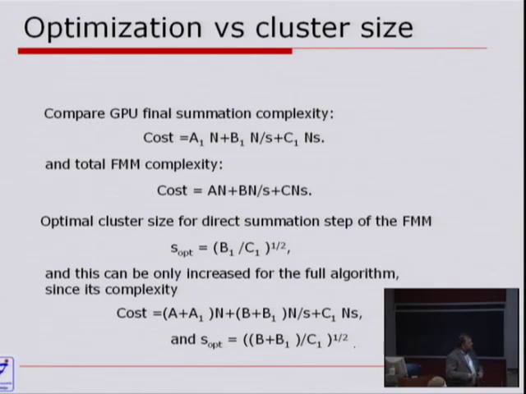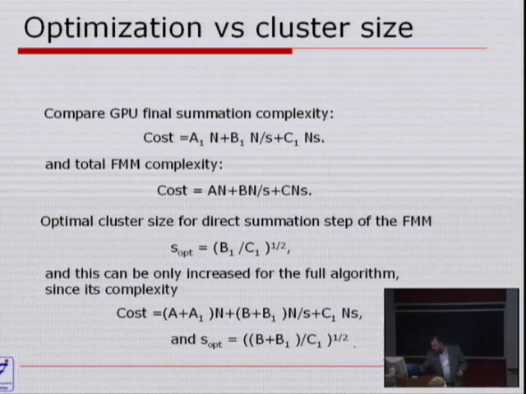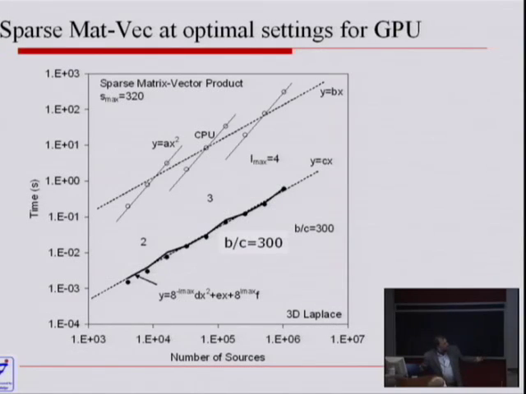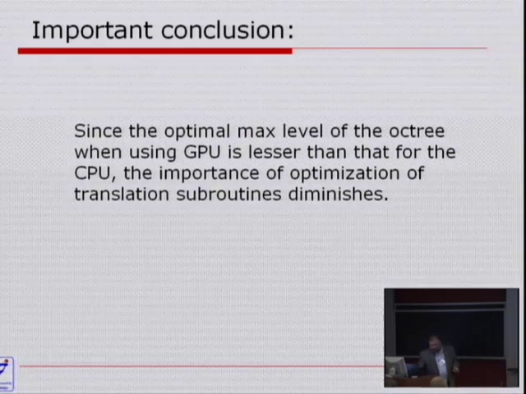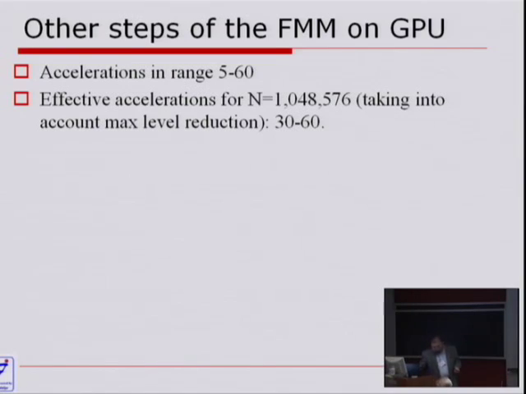And this results in some shift of this optimum. If we optimize and take this, as you see, it comes almost linearly, and we have again something better. This basically reduces the maximum level of the octree when using GPU, and this is very beneficial for other parts of the algorithm because it puts lesser weight on other parts.